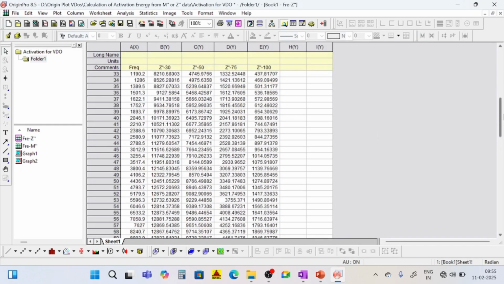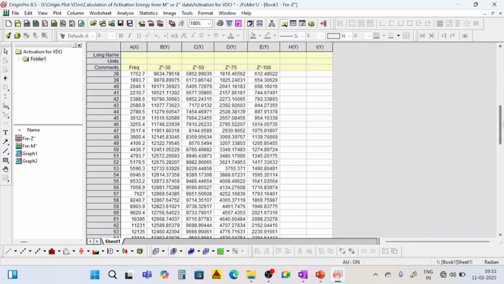so you go to the table. Here you can see 6533, the value is 12873. Then it is increased, then it is decreased. See, 7058.9, the value is 12,881. Then after that it is decreased. So this is the peak value. This is your F max for 30 degree. Okay.